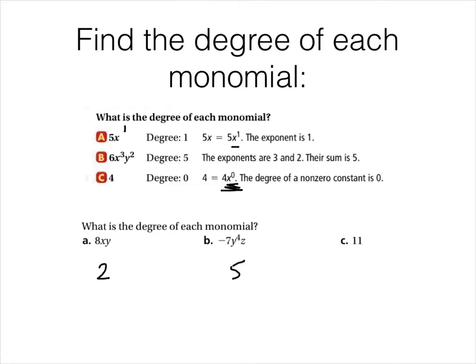So 4 plus the z. Notice the z is just a z. That's z to the first power. So remember, that's 4 plus 1, just like over here at a, it was 1 plus 1. And for the last one, we could say 11x to the 0. So that is a non-zero constant, which has a degree of 0.